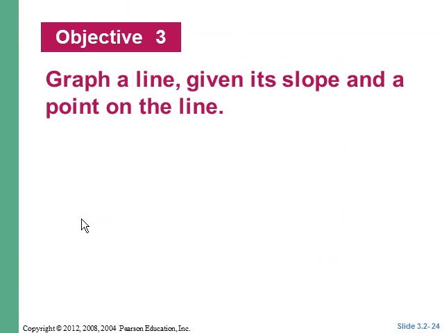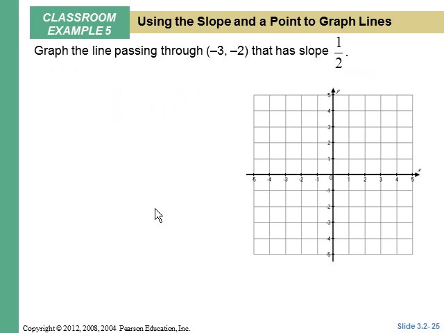Okay, so now if we have a slope and any point on the line, how are we going to graph that? Well, here we go. Graph the line passing through -3, -2. Here's -3, -2. And we're going to give it a slope of 1/2. Up 1, forward 2. Up 1, forward 2. Up 1, forward 2. Or it's going to go like that.